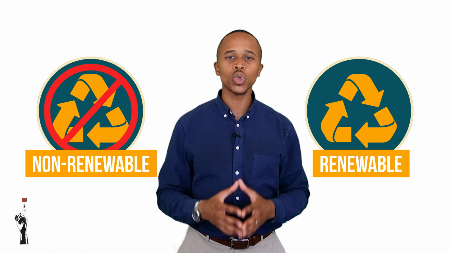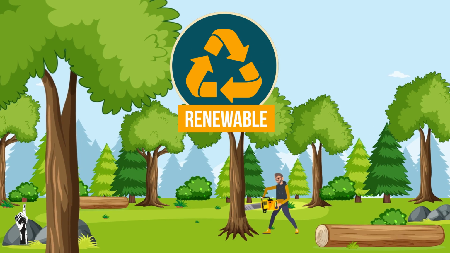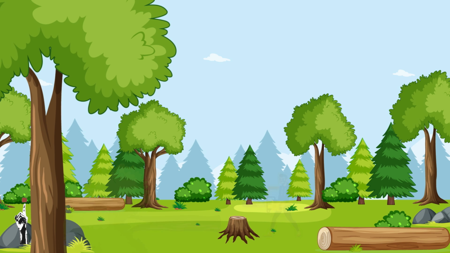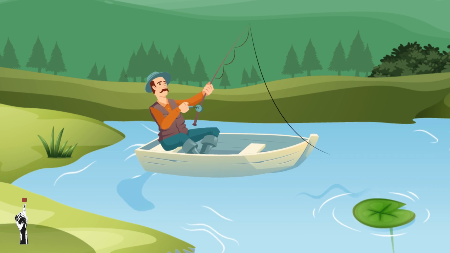Now, natural resources can be divided into renewable resources and non-renewable resources. But what does this actually mean? Examples of renewable natural resources are trees. It can be cut off, but it grows back. Fish are caught, but they can reproduce.